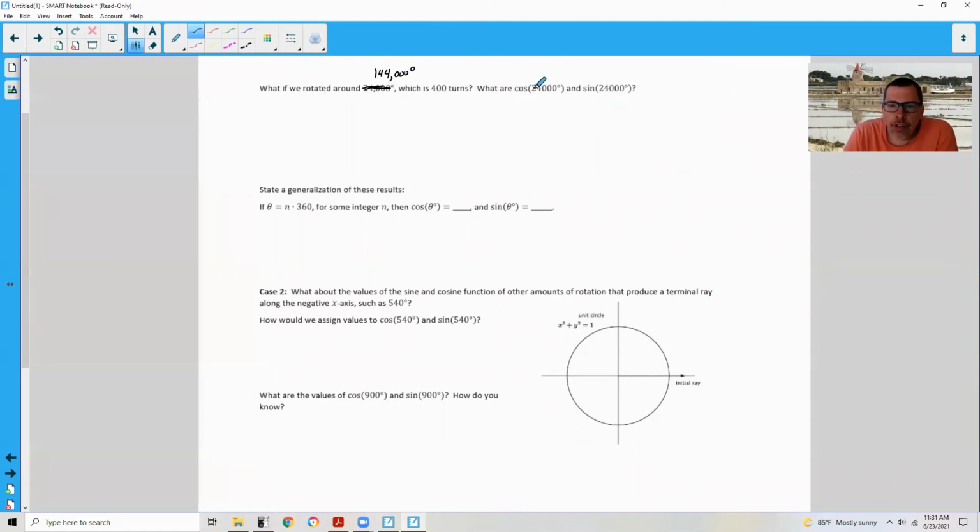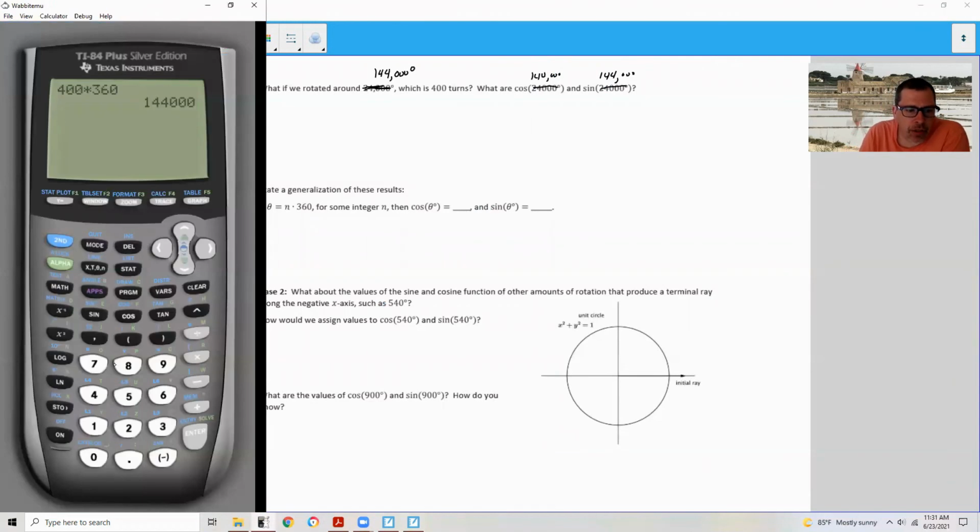So what is the cosine of 144,000? And what is the sine of 144,000? All right, so if we do this, now if I check my calculator, 144,000 divided by 360 degrees should give me 400. There it is. So it's 400 full rotations.